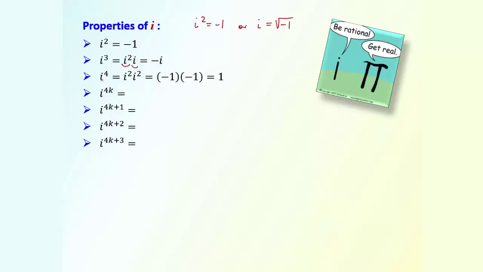The fourth power of i can be calculated by splitting i to the 4 into i squared times i squared. That means i squared is negative 1 times another negative 1, you end up with 1.